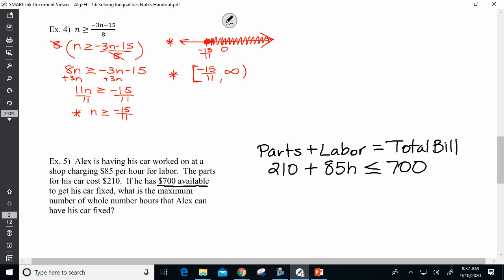All right, let's go ahead and solve this out. If we subtract 210 on both sides, you're left with 85H less than or equal to 490. Divide both sides by 85. You get H is less than or equal to 5.7647.